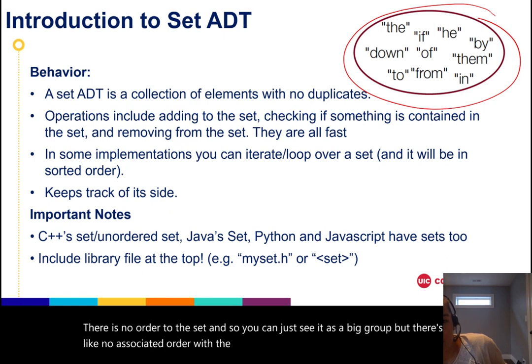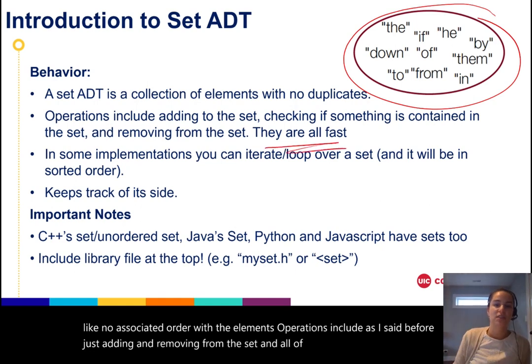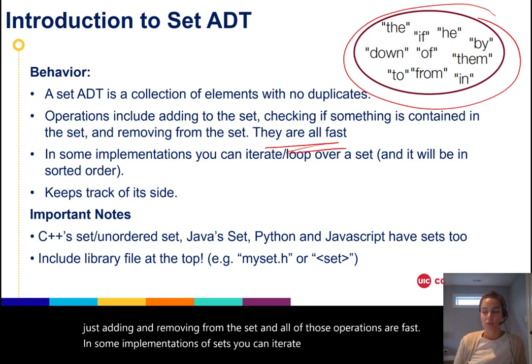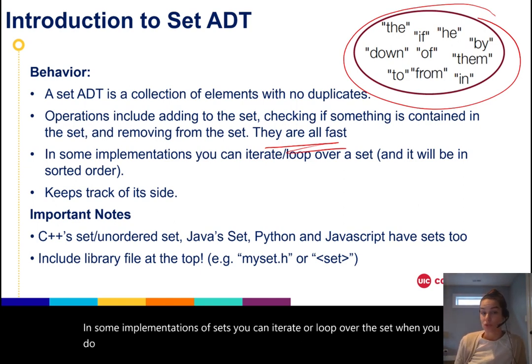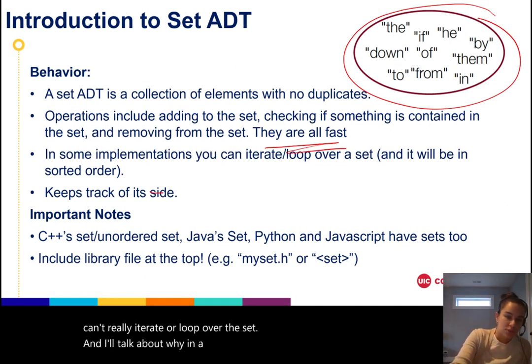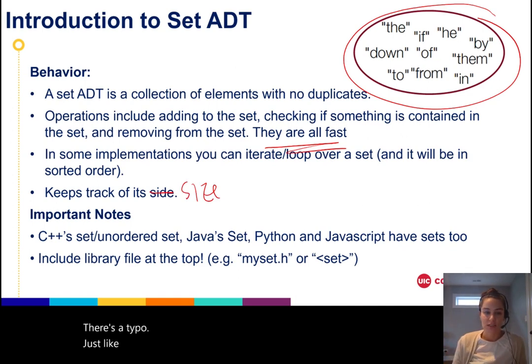Operations include, as I said before, just adding and removing from the set, and all of those operations are fast. In some implementations of sets, you can iterate or loop over the set. When you do that, they'll generally be in sorted order, but in some implementations, you can't really iterate or loop over the set. And I'll talk about why in a second. Oh, there's a typo. Just like all the other ADTs, the set also keeps track of its own size.